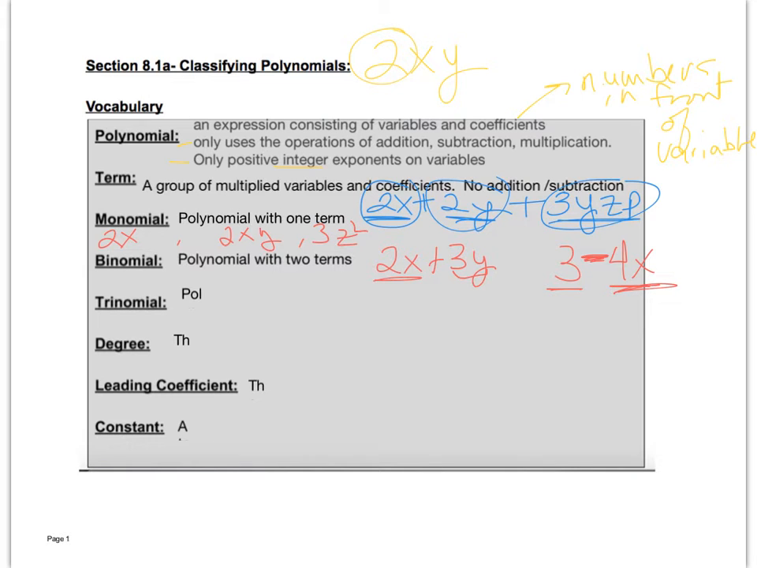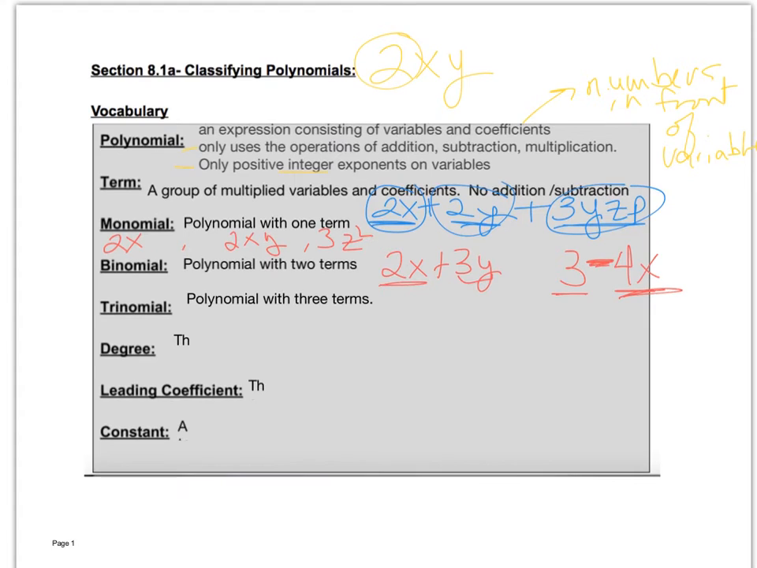A trinomial, just what it sounds like, just like a triangle has 3 sides and 3 angles. A trinomial is a polynomial with 3 terms. An example of a trinomial would be something like 2x plus 3y minus 8. 1, 2, 3. As soon as you have an addition or subtraction sign, that's where you know another term starts.